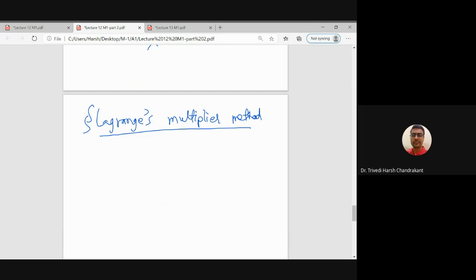So today we want to discuss this Lagrange multiplier method. The Lagrange multiplier method is essentially what we use for finding absolute maxima and minima.